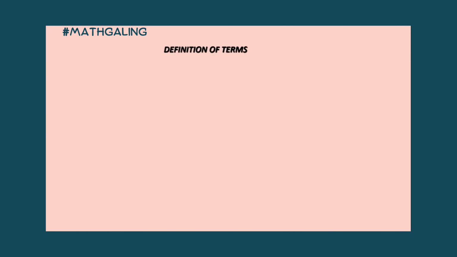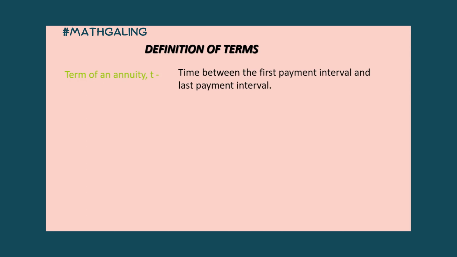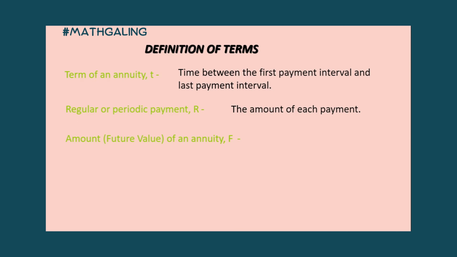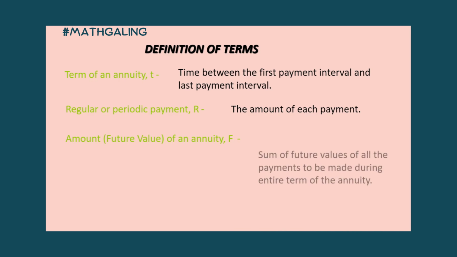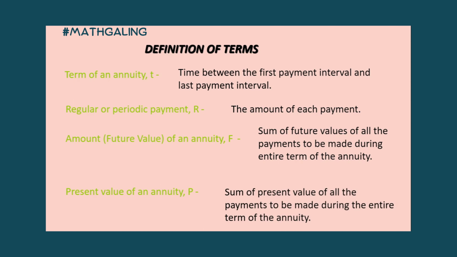Definition of terms. Term of an annuity, T: the time between the first payment interval and the last payment interval. Regular or periodic payment, R: the amount of each payment. Future value of an annuity, F: the sum of future values of all the payments to be made during the entire term of the annuity. Present value of an annuity, P: the sum of present values of all the payments to be made during the entire term of the annuity.